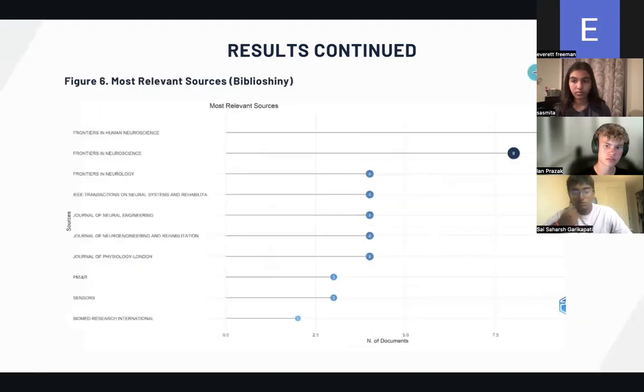In Figure 6, we can see the most relevant sources and the number of documents that were published through such sources. It allows us to view the overall diversity in journals producing papers on BCI-induced neuroplasticity, as demonstrated by this graph. We can see that Frontiers in Human Neuroscience and Frontiers in Neuroscience were quite dominant in producing sources. However, Frontiers in Neurology and these other 5 sources lag behind, but still have a very high amount of documents in the top 100 most cited articles.